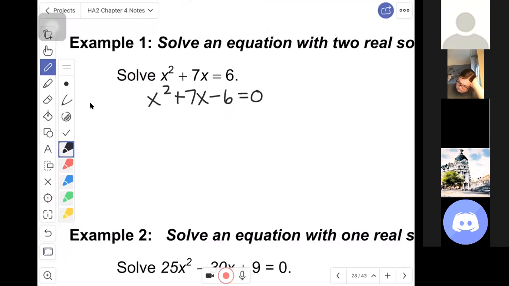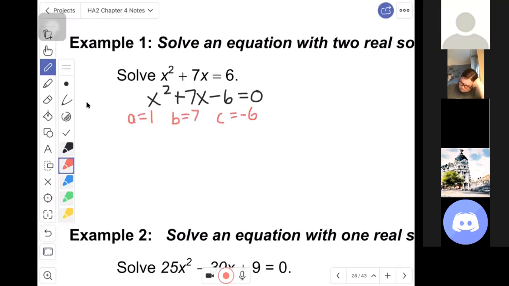We need everything on the one side to be able to use this formula. So let's think. Our a is the number in front of your x squared. What is that? What is our coefficient in front of x squared, Julia? What's that coefficient? 1. Yeah, and while I have you on, what is our b? The b is 7 and our c is -6. Yeah, so now we have our a, b, and c. Now we can use that formula.